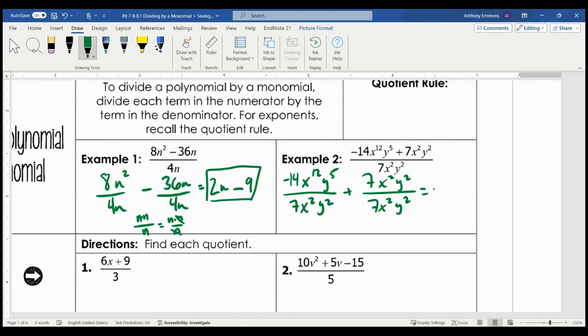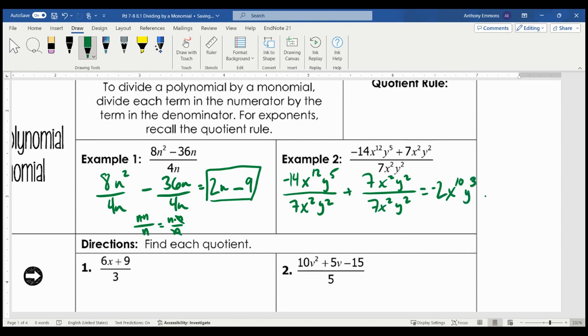Negative 14 divided by 7 gives us a negative 2. X to the 12th divided by x to the second, we subtract our exponents, so x to the 10th. And then y to the 5th divided by y to the second. Again, we subtract our exponents, 5 minus 2, we get y to the third.